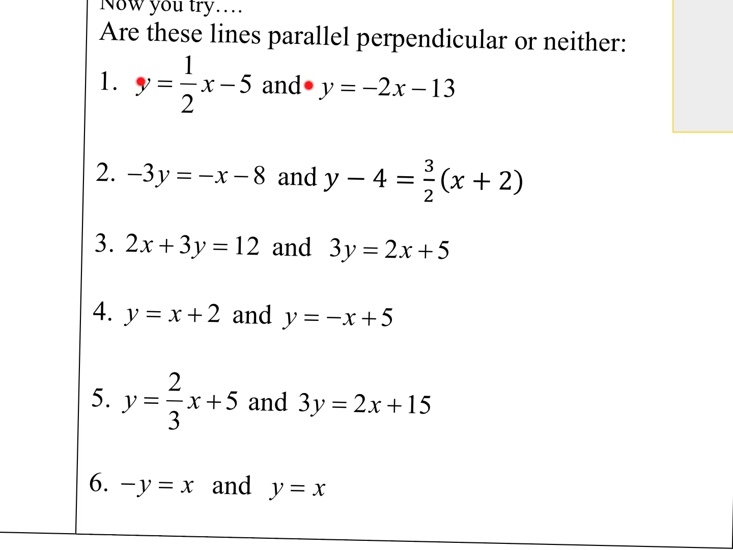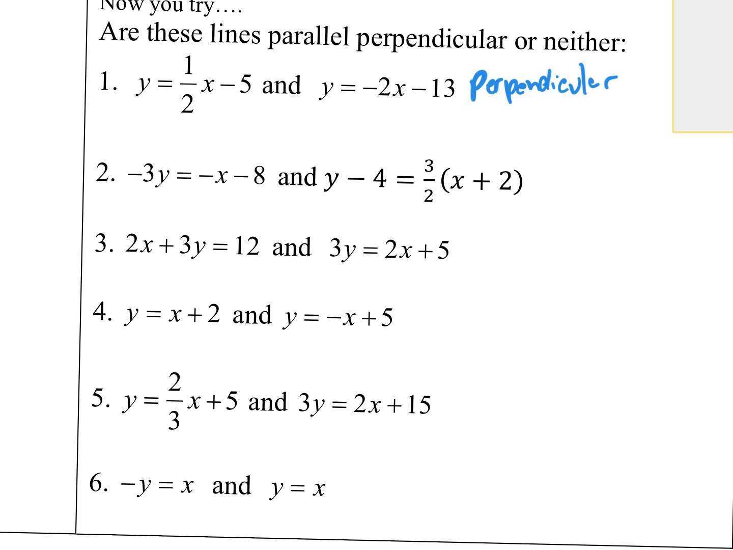See, they both have y by itself, so you could see the slope. This slope is 1/2. This is -2. Are they identical? No, so for sure they're not parallel, because parallel lines have the same slope. They'd be identical. But are they opposite reciprocal slopes? You see how this is a positive 1/2? If I change it to a negative and then flip it, change the sign, flip the fraction, what's it going to say? It's going to say -2 over 1, which is just -2, and that's what it says. So these, for sure, are perpendicular. Perpendicular. So everybody label that.